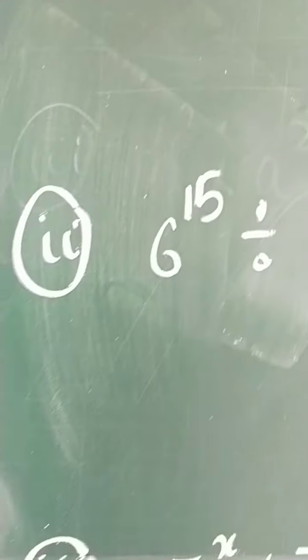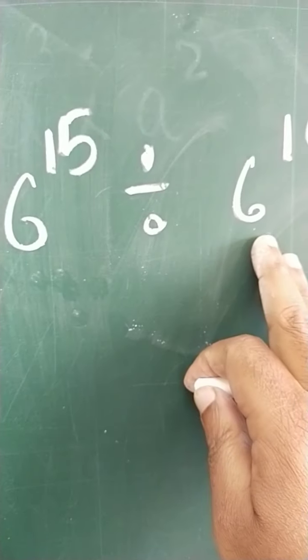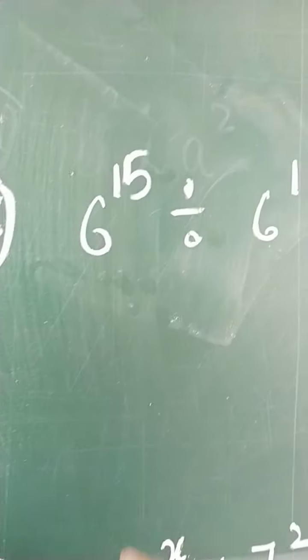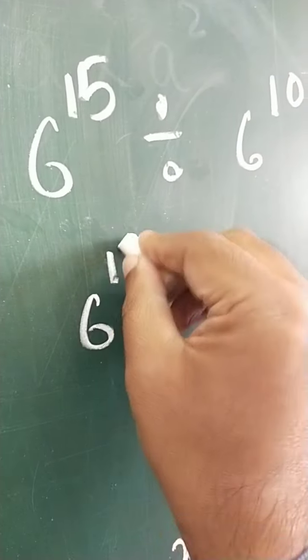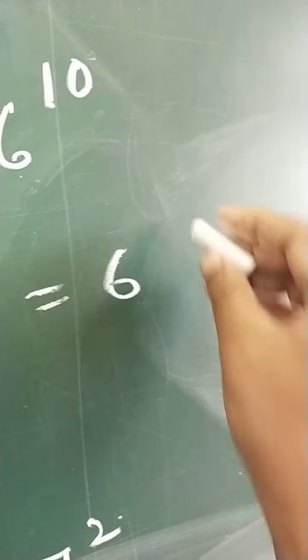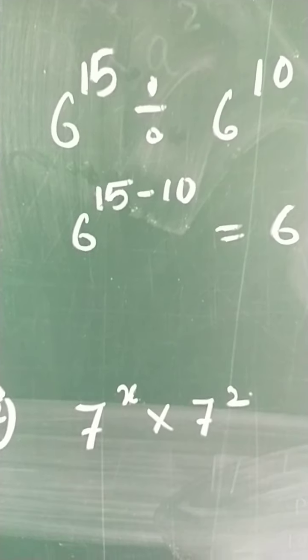Exponential form. So let's move on to sum number 2. You will see that these two are carrying the same base and there is a division sign in between. So what do we have to do now? We have to subtract the powers. So 15 minus 10, so it would look like 6 to the power 5. Okay, so this is as easy as this, students.